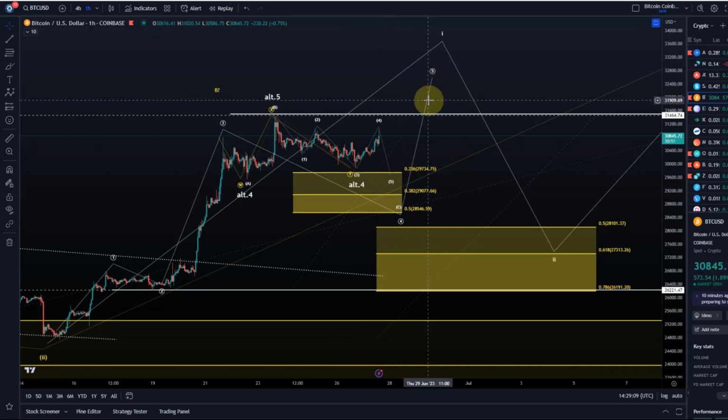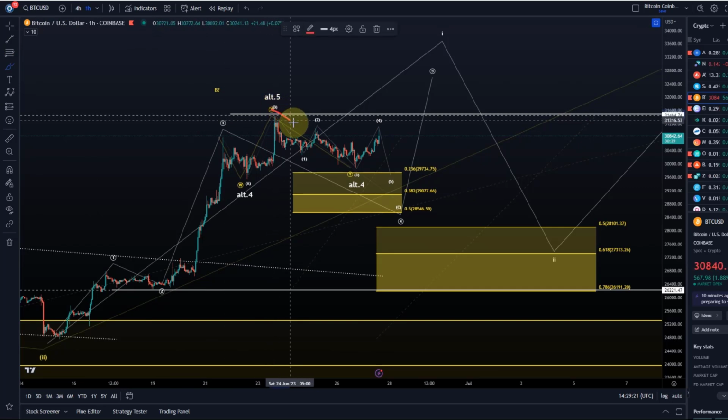Okay, what is the short-term bearish scenario? The short-term bearish scenario would be a scenario in which price is forming here an A wave.